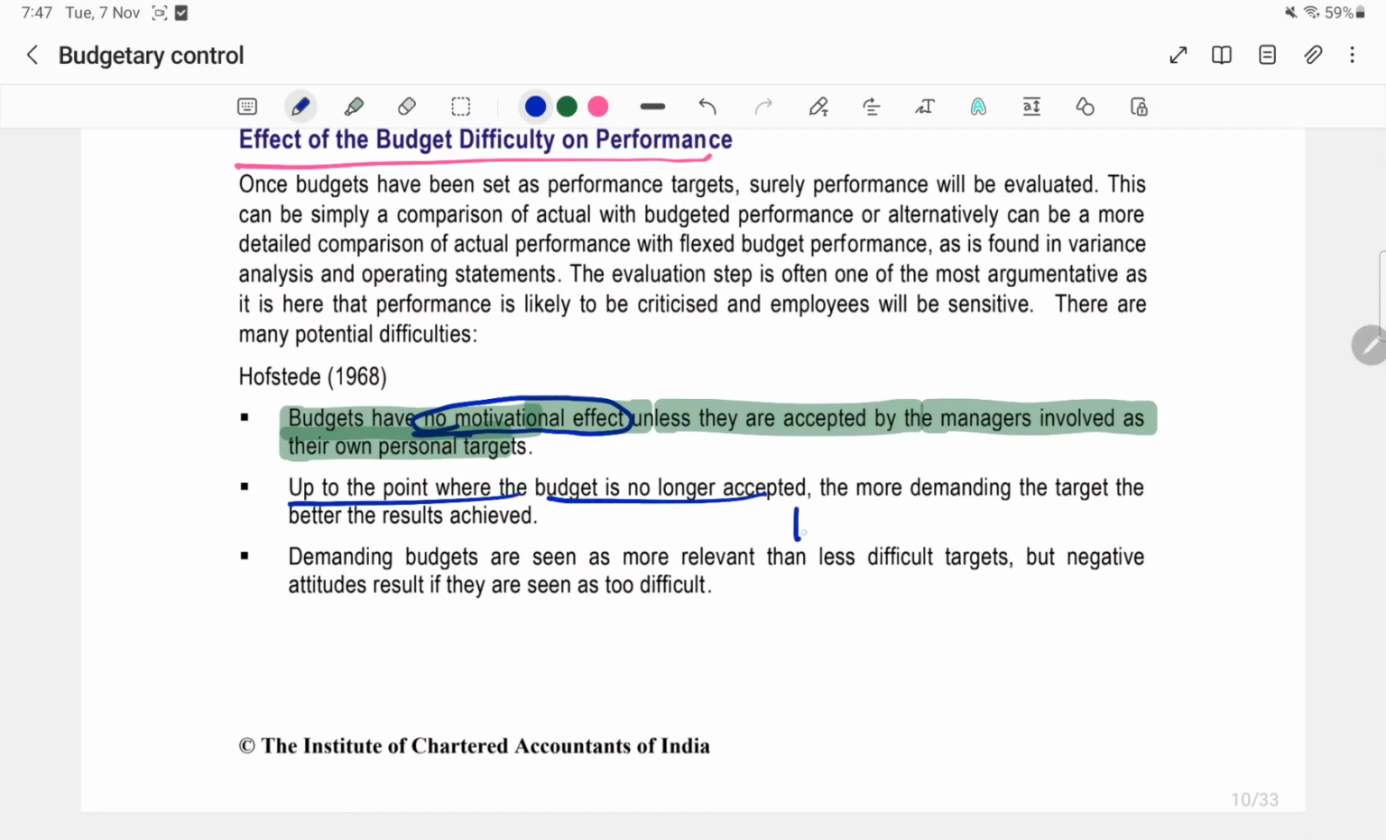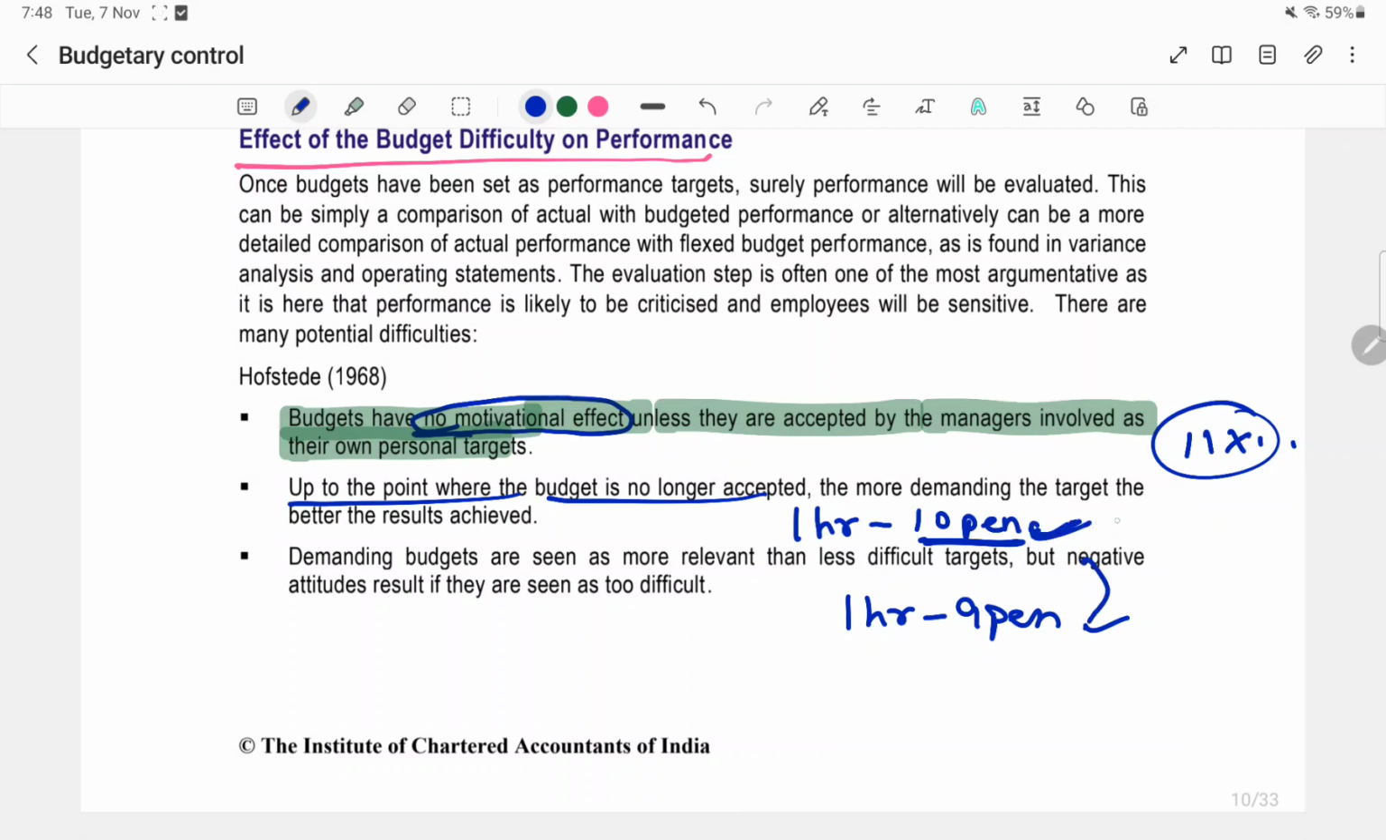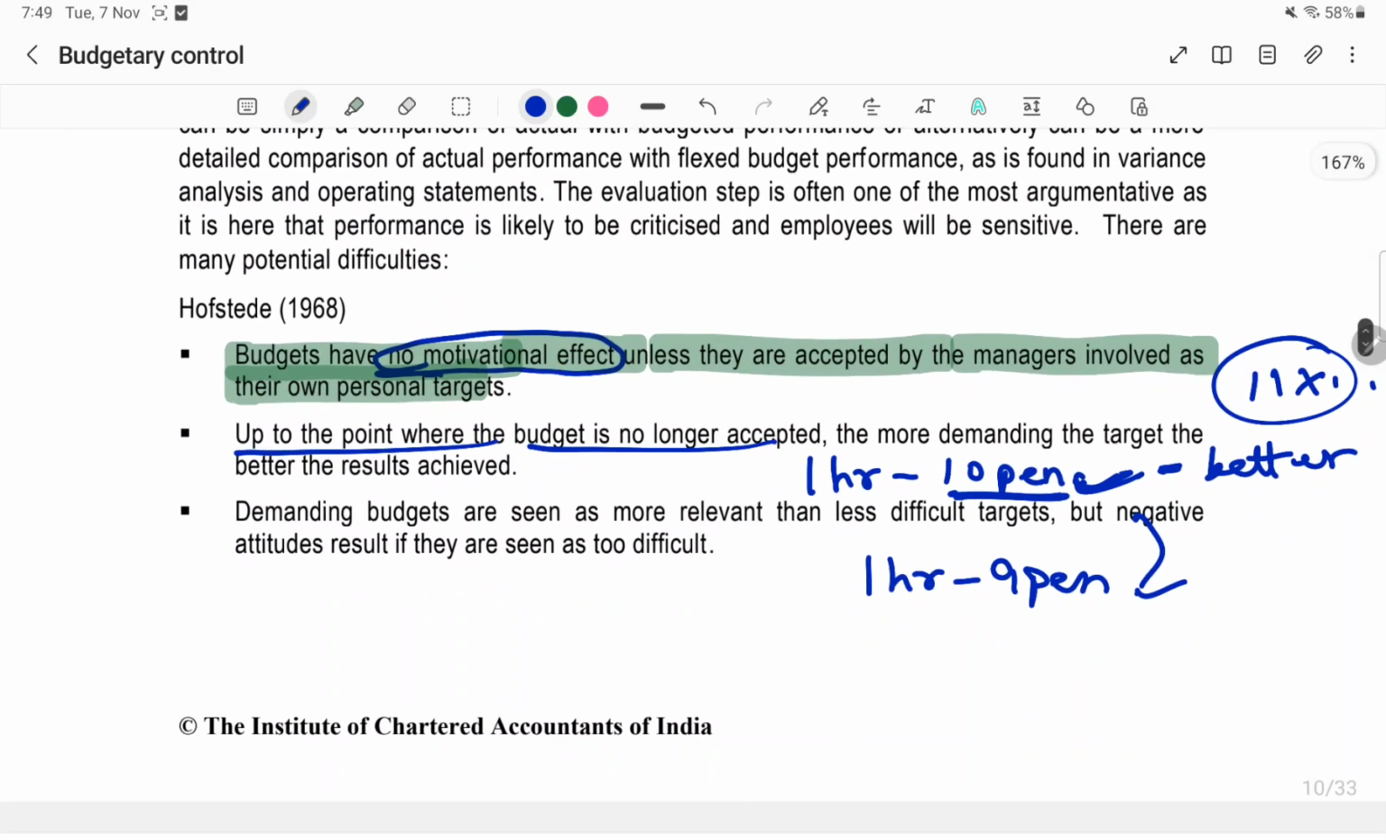Now up to the point where the budget is no longer accepted. See, if the manager is ready to accept 10 pens in 1 hour and not ready to accept 11 pens in 1 hour, he's like, no, I can't produce 11 pens in 1 hour, so no more the budget will be acceptable. So if in 1 hour you keep 9 pens, and in 1 hour you keep 10 pens, and 11 is not allowed, it's not acceptable. So 10 pens in 1 hour, that is more demanding than 9 pens, so better results will be achieved. Yeah, so there is better performance.